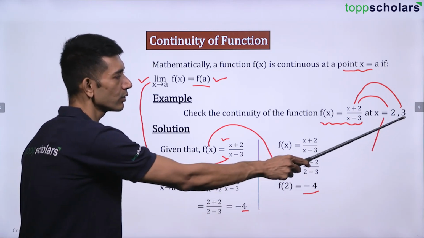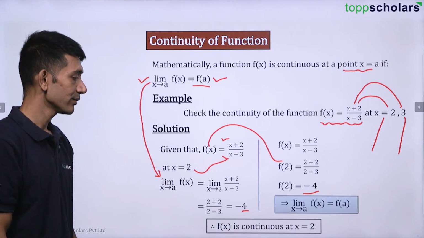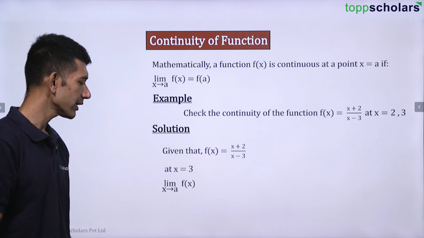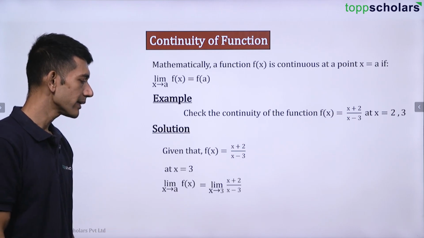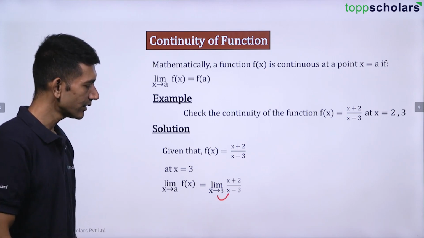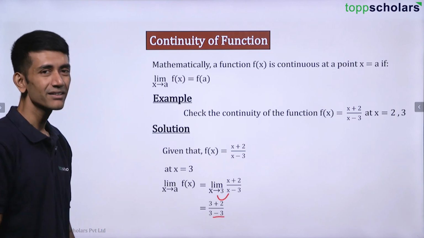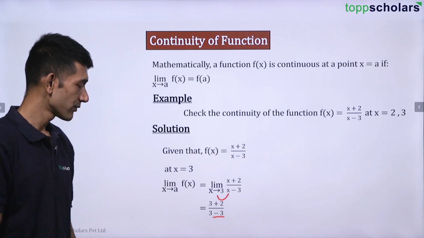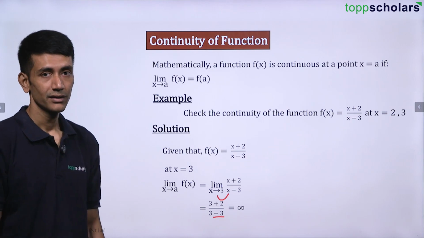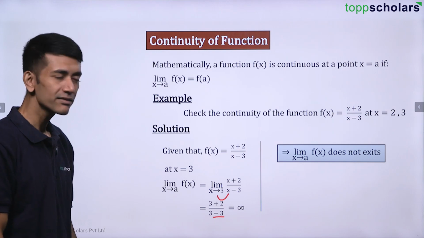But what about x = 3? Is the function continuous at x = 3? We need to check that, right? So how are we going to check it? Same thing again, at x = 3, the limit as x tends to 3 of (x + 2)/(x - 3). Now we will put x as 3. But as soon as you put x as 3, what will happen? In the denominator, 3 minus 3 is how much? 3 minus 3 is 0. So we are getting 5 by 0. So definitely this is not defined. We get infinity, right?